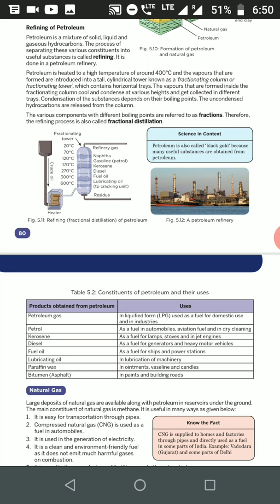Diesel is used as fuel in generators and heavy motors. Fuel oil is used in ships and power stations. Lubricant oil is used in machinery. Paraffin wax is used in ointments, vaccines, candles, etc. And bitumen is used in paints and building of roads.